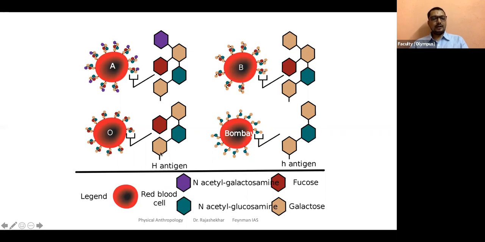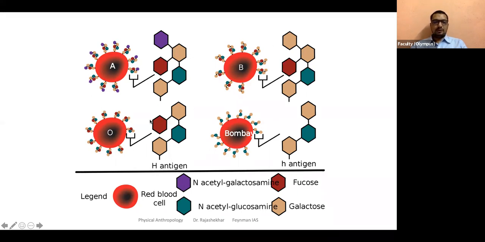O blood group has H antigen. Bombay blood group is missing H antigen. That is a major difference. Do you see, what about A and B? How are they different from O blood group? O has this structure, right? In addition to this structure, A has an additional component. Do you see it here? Similarly, B has the same structure as O plus one more extra moiety of sugar. So the antigen present in A compared to O is different, and in B compared to O is different. This new piece is called A antigen. This piece is called B antigen.